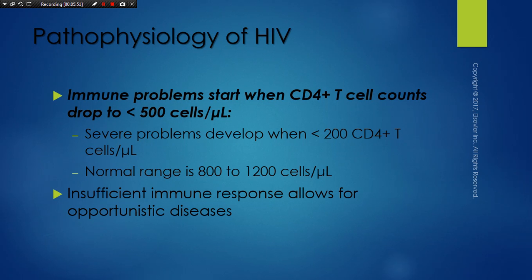A point is eventually reached where so many CD4 T cells have been destroyed that not enough are left to regulate immune responses. This allows opportunistic diseases such as infections and cancers to develop. Opportunistic diseases are the main cause of disease, disability, and death in patients with HIV infection.